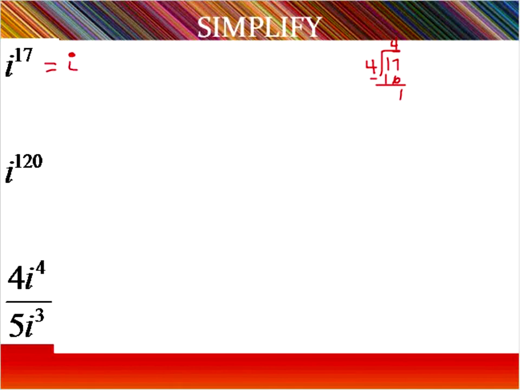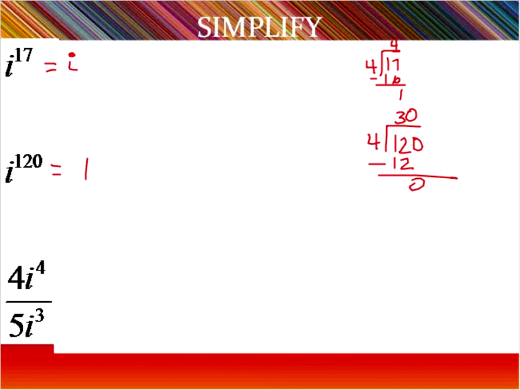120, if you didn't realize, is a multiple of 4. So 4 goes into 12 3 times, giving you a 12. Subtract, you get 0. Bring down the other 0. 4 goes into 0, 0 times. So that means that it's going to be equal to 1, because it's a multiple of 4.